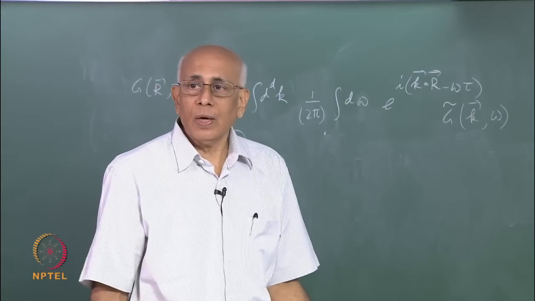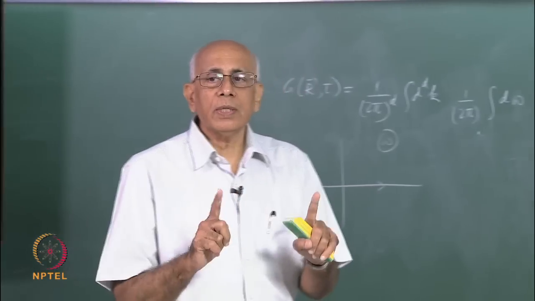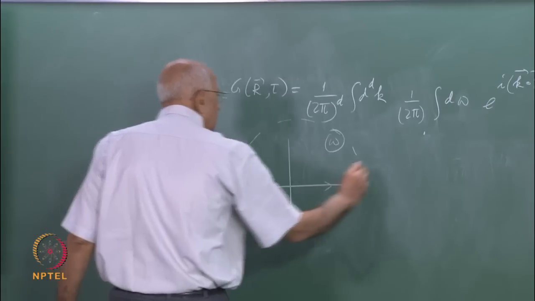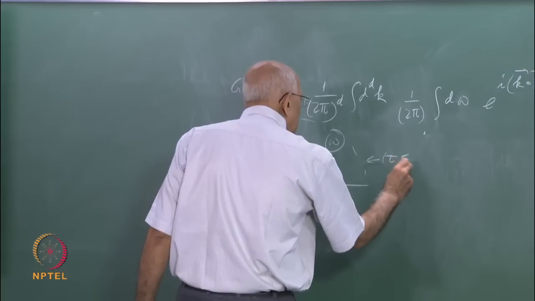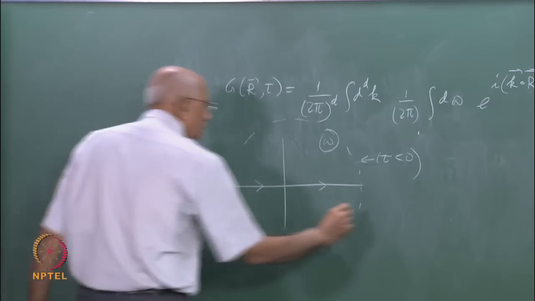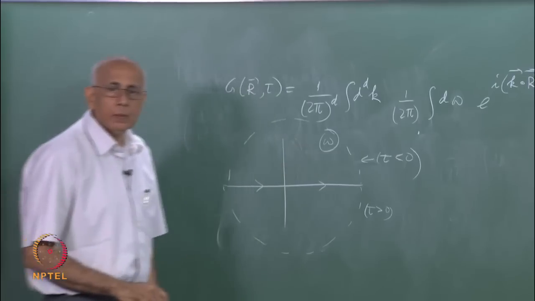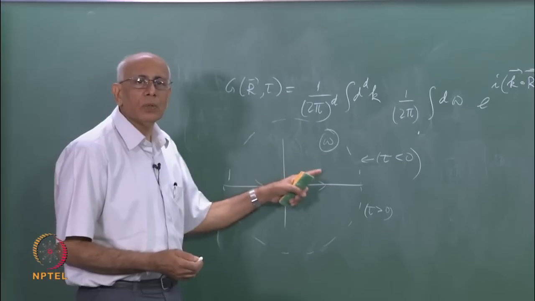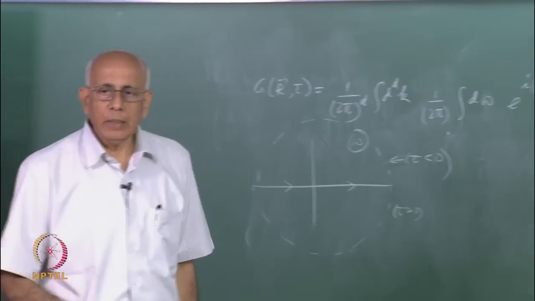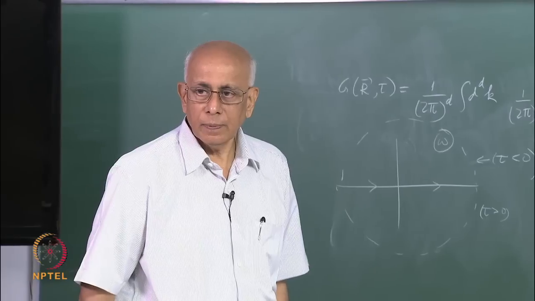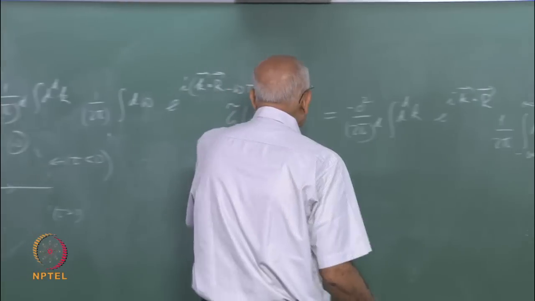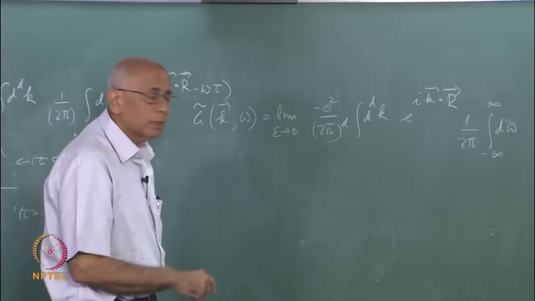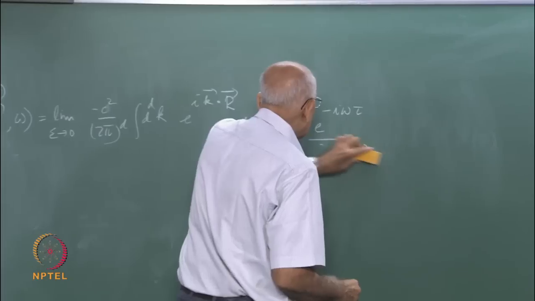But we want the answer to be 0 for tau less than 0. This means there should be no poles in the upper half plane at all, right. You need to close the contour in this fashion, just as a mnemonic, for tau less than 0, and you are going to close it like this for tau greater than 0. And whatever you do to these poles, it should be such that this integral is 0, and of course it is 0 if it encloses no singularity at all, which means both the poles have to be displaced in the lower half plane. So the correct way to define this Green function is to define it as equal to a limit epsilon goes to 0 from above of something where the poles are displaced in the lower half plane.